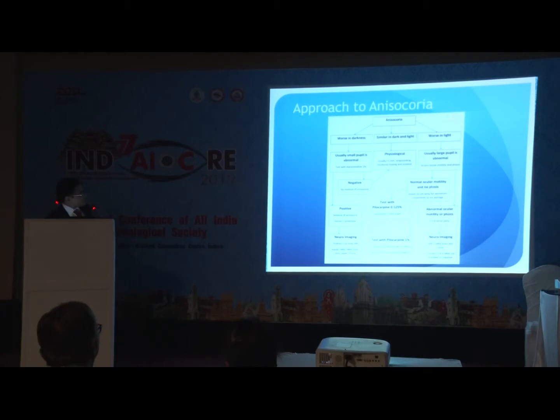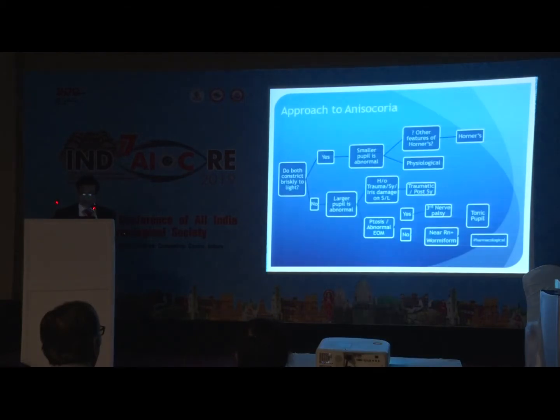The usual algorithm in the books to analyze anisocoria is: worse in dark, worse in light, or similar in both, where it is more likely physiological. Sometimes it is difficult to actually measure the pupil in the dark, and then we may be in a bit of confusion as to how to proceed. The algorithm I usually use gives emphasis to the light reflex. So see the light reflex, and if the larger pupil has an abnormal light reflex, most likely the abnormality is there. I'll illustrate this through an example.